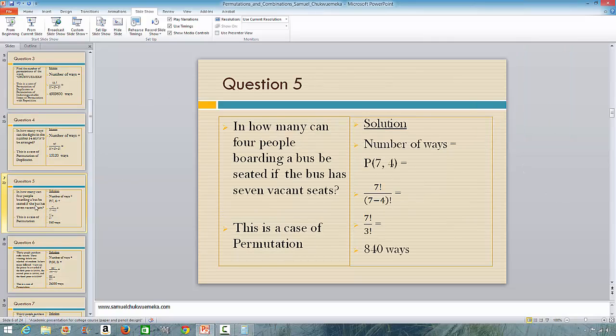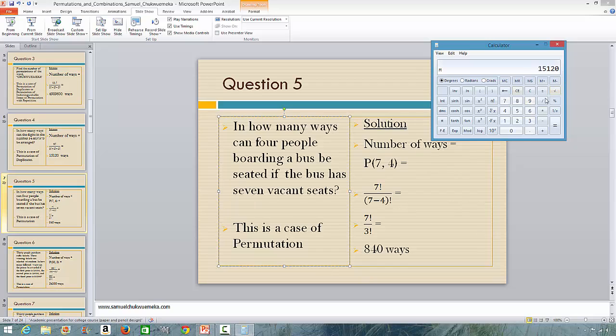Okay, question 5. In how many ways can 4 people boarding a bus be seated if the bus has 7 vacant seats? Again, this is a case of permutation. If people are boarding a bus, they are seated in order. So this will be 7 P 4. And you do 3 factorial equal to 6.